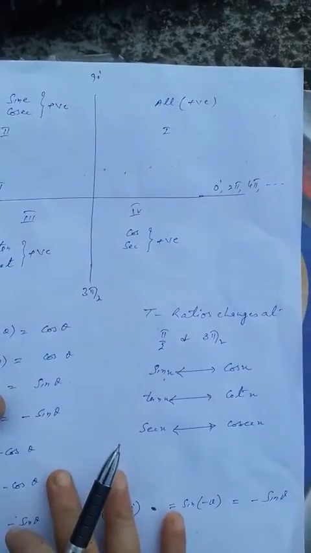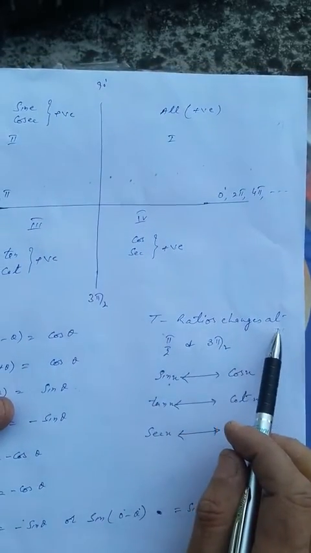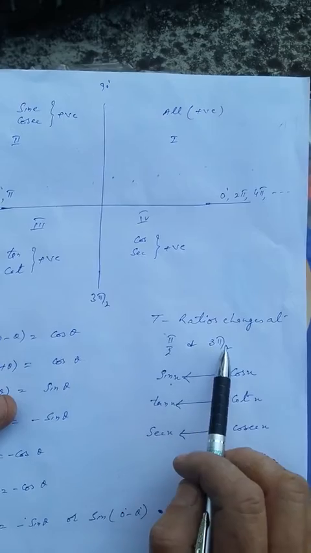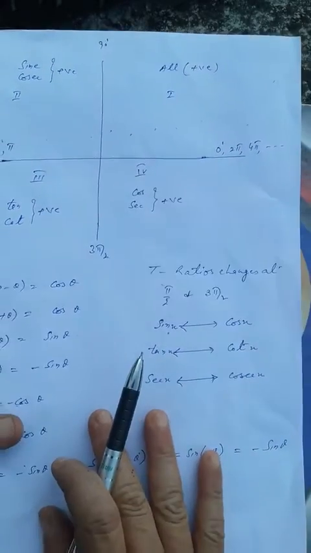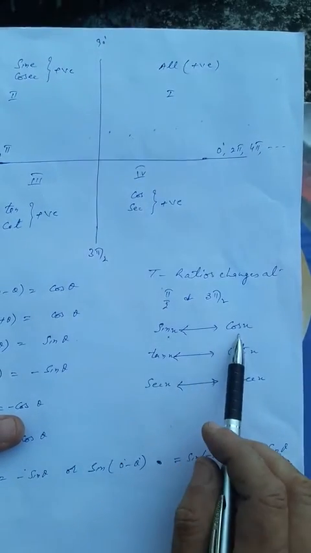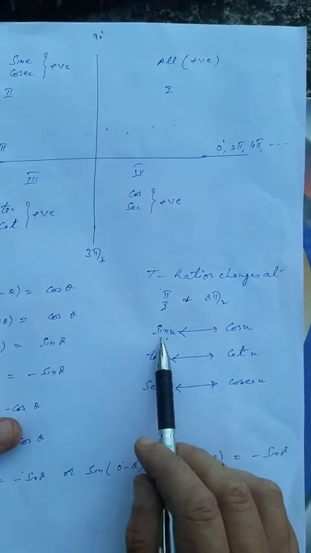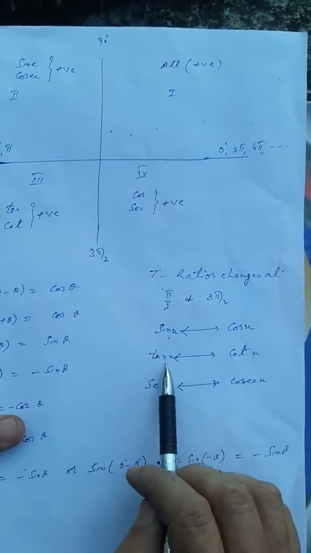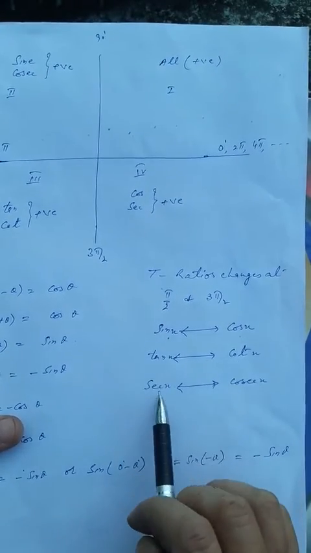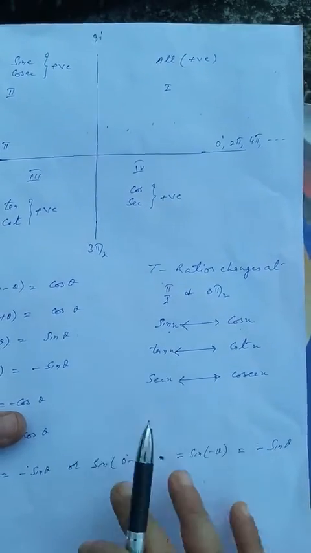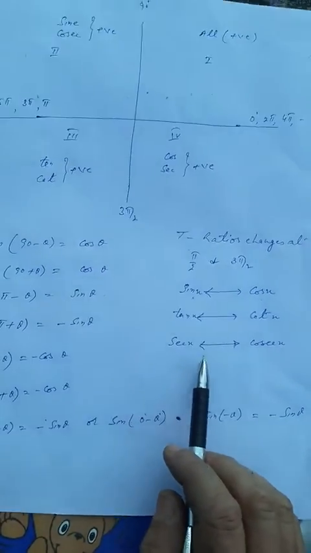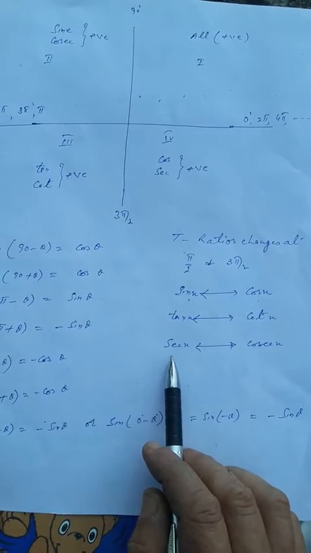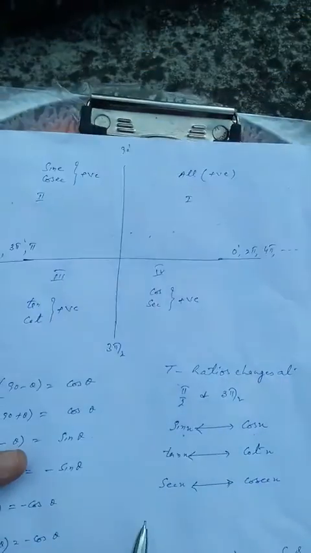Dear students, today we will discuss the t ratios that change at pi by 2 and 3 pi by 2. Remember, sine always changes into cos and cos always changes into sin x. Similarly, tan x changes into cot x and cot x changes into tan x. Similarly, secant x changes into cosecant x, and cosecant x changes into secant x. Now see how it will change.